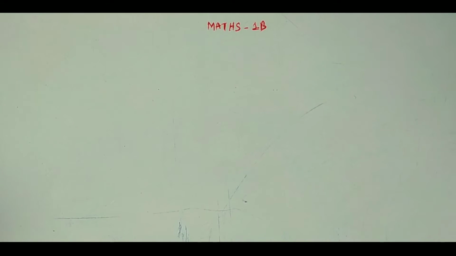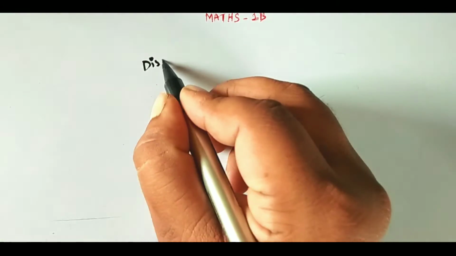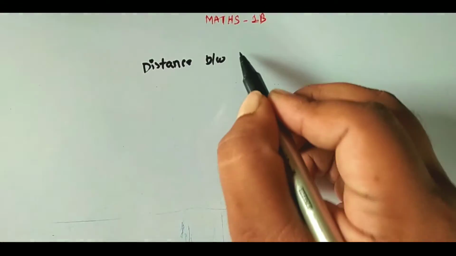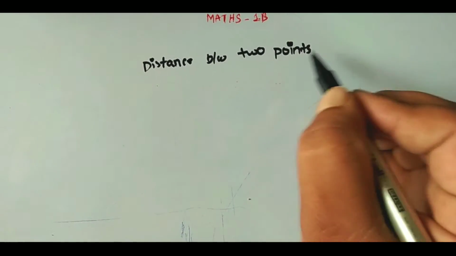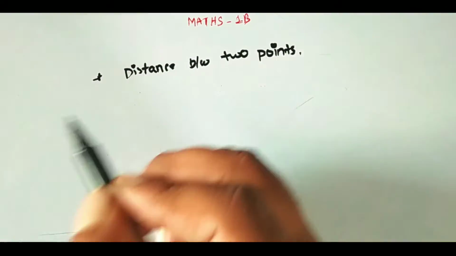Today our topic is Maths 1B important and basic formulas. Okay. First we have distance between 2 points. Our first topic, important formula.